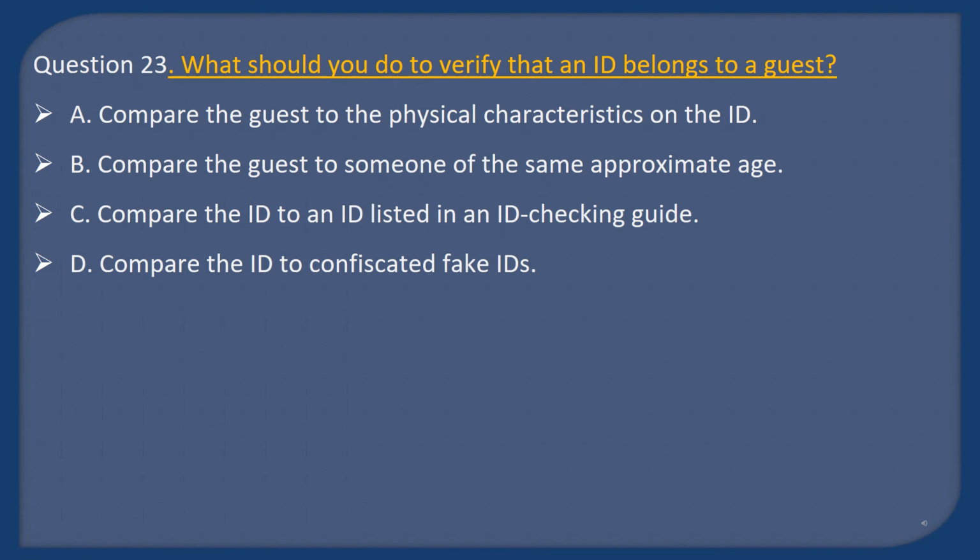Question 23. What should you do to verify that an ID belongs to a guest? A. Compare the guest to the physical characteristics on the ID. B. Compare the guest to someone of the same approximate age. C. Compare the ID to an ID list in an ID checking guide. D. Compare the ID to confiscate fake IDs.